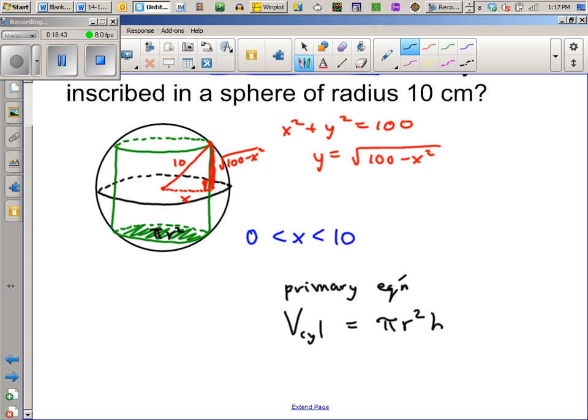Okay, there it is. In my drawing, what is the radius of the cylinder? X, okay? So be careful not to interpret the r there as the radius of the ball. So my volume function is pi x squared. What is the height of the full cylinder? Be careful. You've got two of those root 100 minus x squareds.